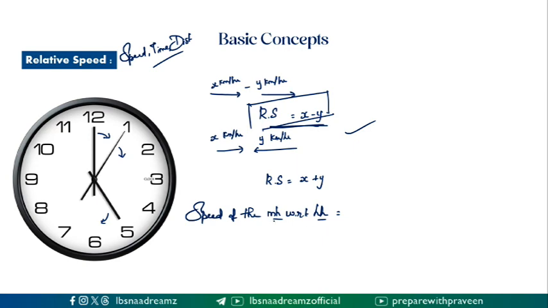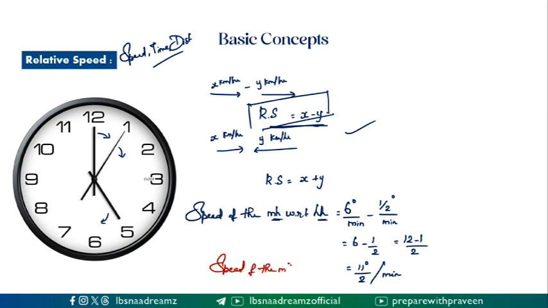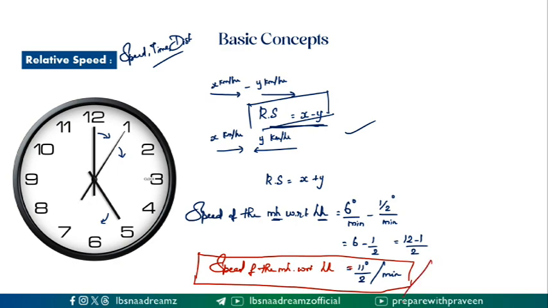So what is the speed of the minute hand? We know it is 6 degree per minute. Right. So similarly, speed of the hour hand is equal to 1 by 2 degree per minute. 6 minus 1 by 2, which is equal to 12 minus 1 divided by 2. So 11 by 2 degree per minute. Right. So you have to remember this formula also. Speed of the minute hand with respect to hour hand is equal to 11 by 2 degree per minute, right? So you have to remember this formula also.